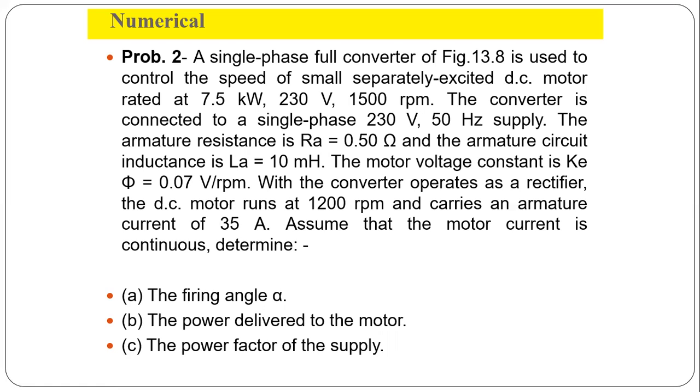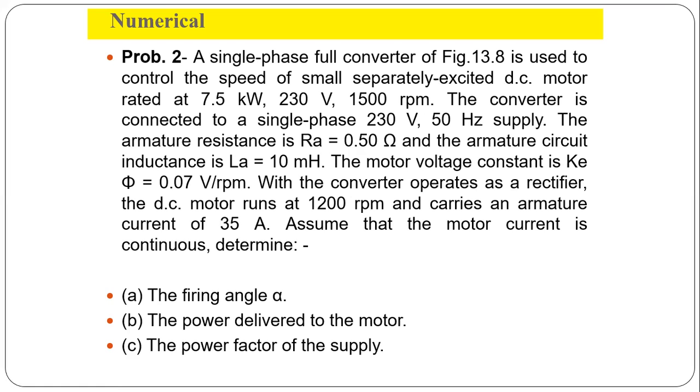The converter operates as a rectifier, and the DC motor runs at 1200 RPM and carries an armature current of 35 ampere. Assume that the motor current is continuous. So you have to determine the firing angle alpha, the power delivered to the motor, and the power factor of the supply. Okay, so this is the numerical problem.